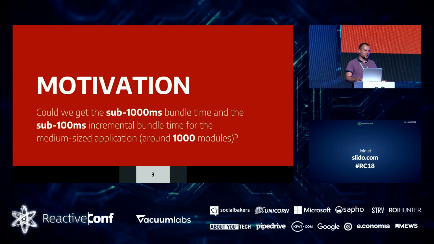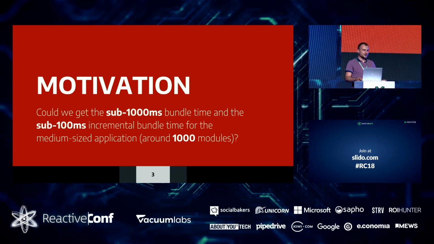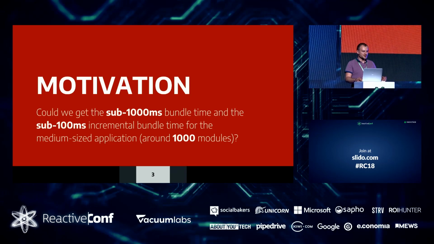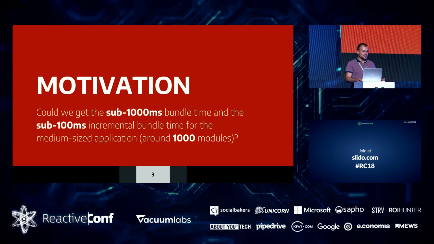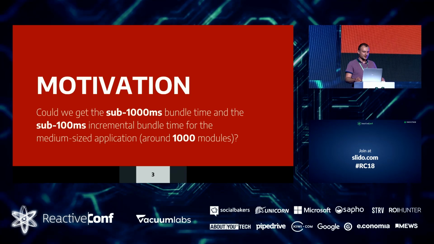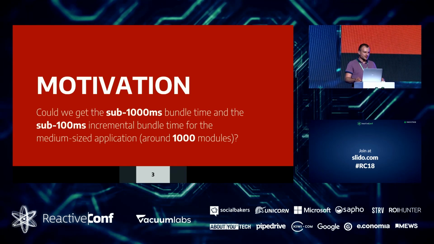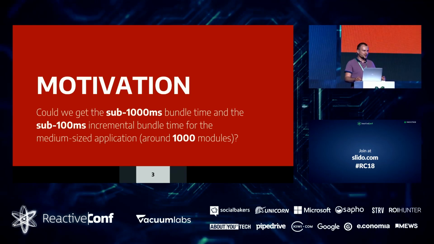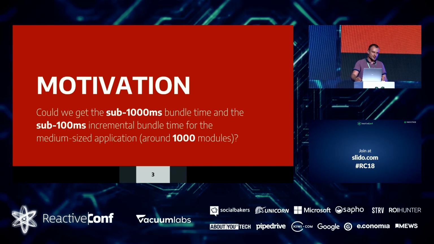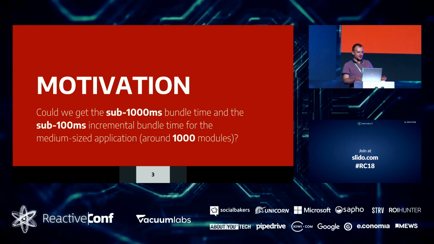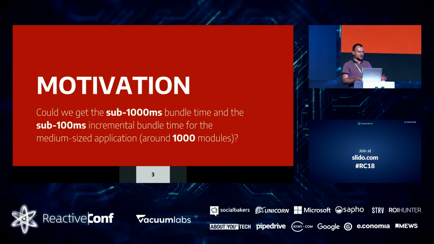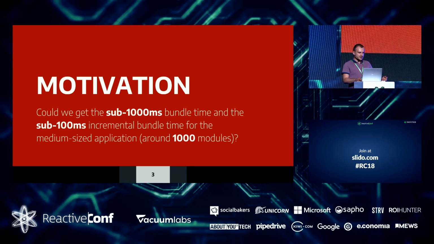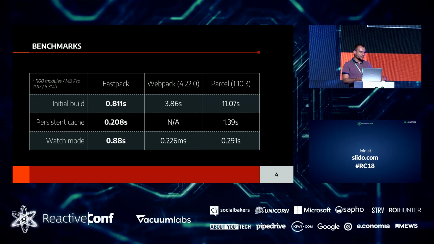So why another module bundler, actually? As JavaScript developers, we face a lot of problems day by day. One of those is build times, right? So we picked just two random numbers, 1 second and 100 milliseconds, and decided to ask ourselves if we could do better. Could we get sub-second bundling time, like on a cold build? And apparently, we are able to do it.